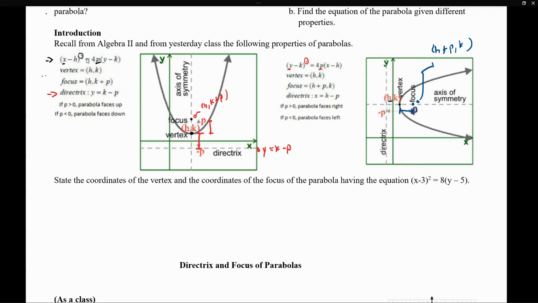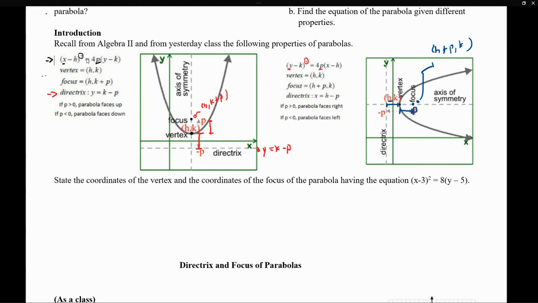So if the distance from the vertex to the focus is p, then the distance from the vertex to the directrix should be p as well. But since I'm moving it to the left-hand side, I'm subtracting a value of p. So I can define my directrix as just being h minus p, because remember that h we're locating here. And if I move p units to the left, I'm going to be hitting the directrix. So my directrix can be defined as x equals h minus p.